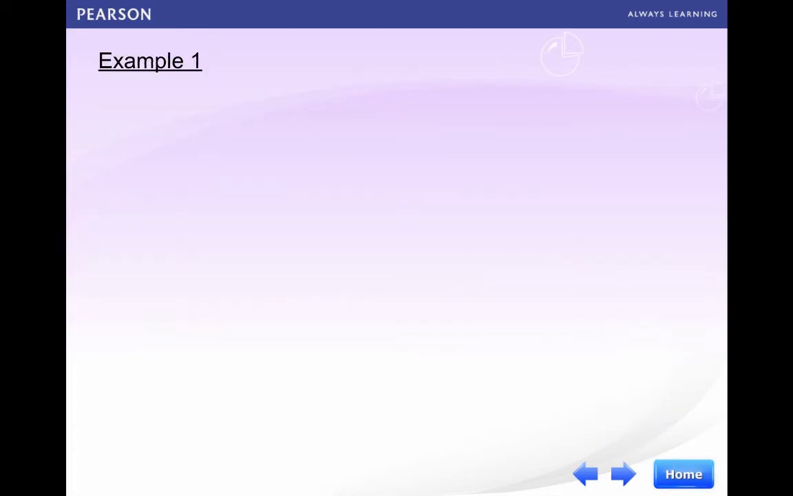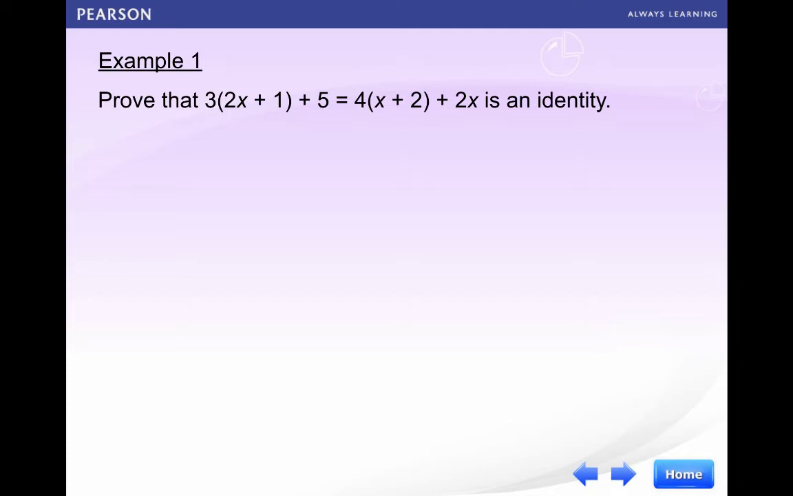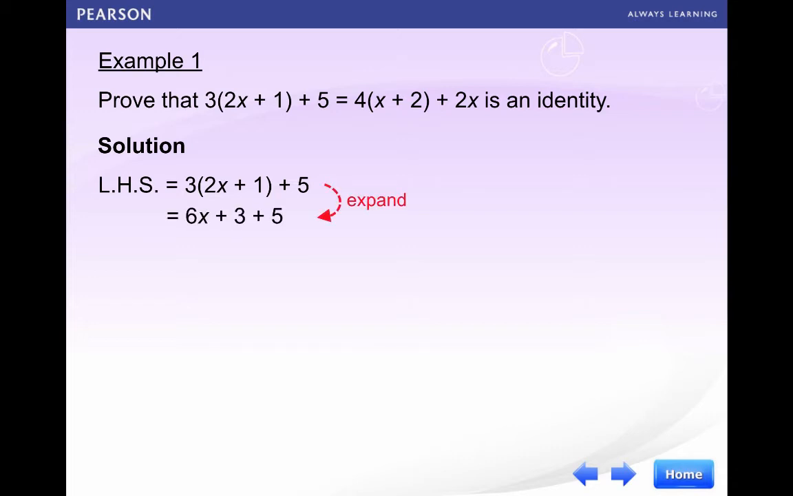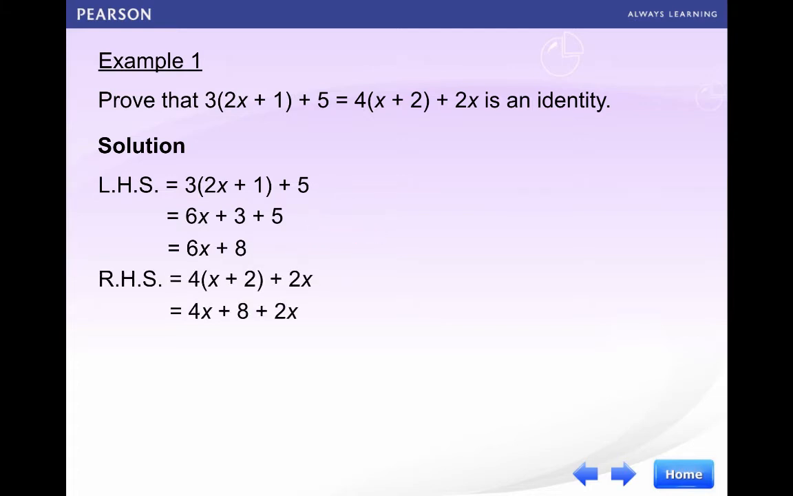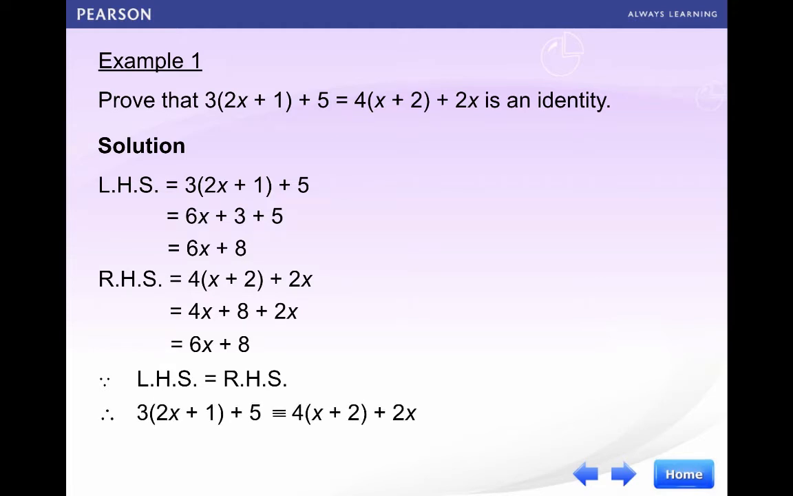See more examples. Example 1, we have to prove that this is an identity. We put it on the left hand side, we expand, and then after expansion, we add the like terms, so we have 6x plus 8. Okay, we simplify. For the right hand side, we expand and then simplify. We get 6x plus 8. Because left hand side equals right hand side, this is an identity.